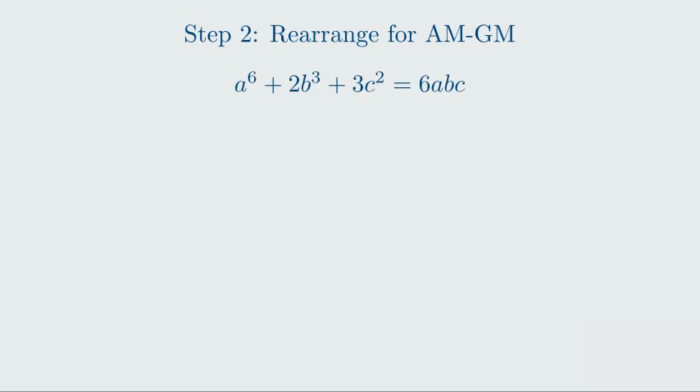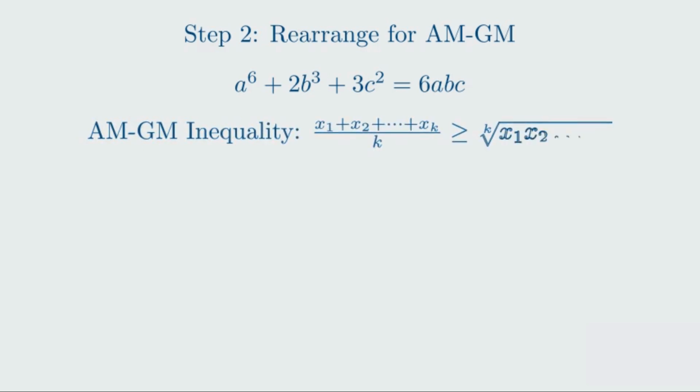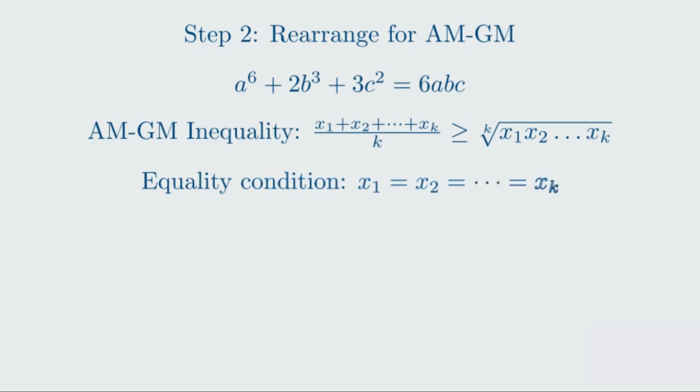The AM-GM inequality states that for any non-negative numbers, their arithmetic mean is greater than or equal to their geometric mean. For k numbers, that means their sum divided by k is greater than or equal to their product raised to the 1/k power. The key is the equality condition. The arithmetic mean equals the geometric mean only when all the numbers are equal. We'll use this crucial property later.